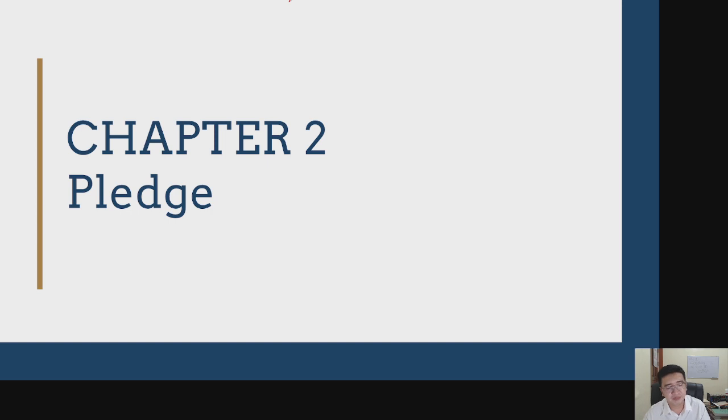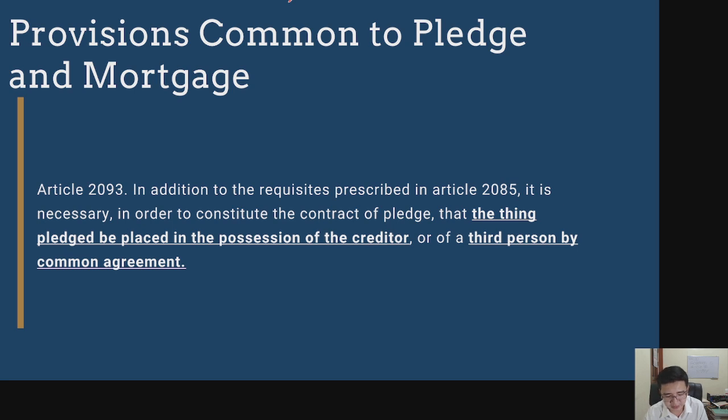Let's proceed to chapter 2, pledge. Okay? So this one naman, specific naman siya sa pledge. Yung kanina, both pledge and mortgage, ito pledge lang. In addition to the requisites prescribed in Article 2085, so 2085, dapat it is constituted to secure obligations. It must be the owner. The pledgor must be the owner. And he must have the right to dispose. Diba? Yan yung 2085 natin.